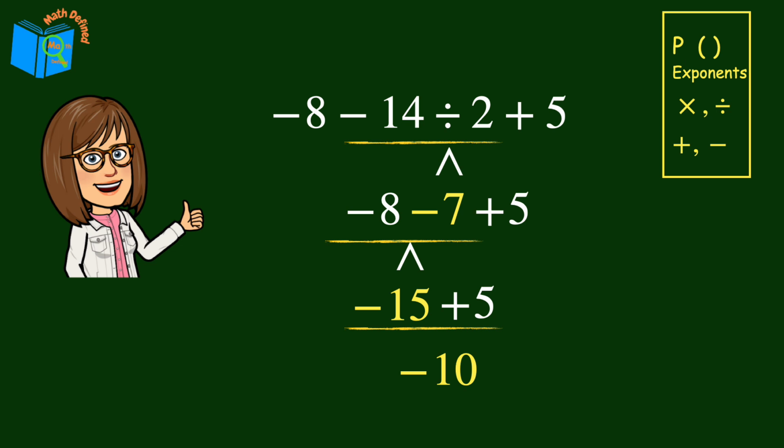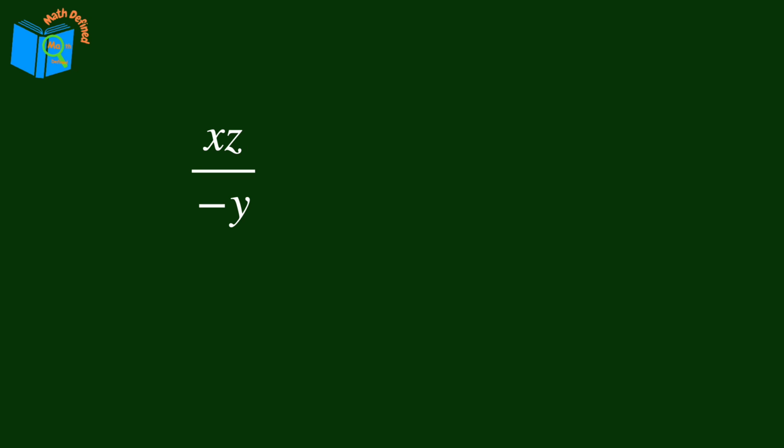Now let's switch gears and look at an expression that involves variables. In this second example, we have this expression written in the form of a fraction with variables. The variable x multiplied to z divided by negative y, where x equals 10, y equals negative 2, and z equals negative 5. After substituting our values in place of the variables, we'll multiply and divide to get the result. Let's break it down together.